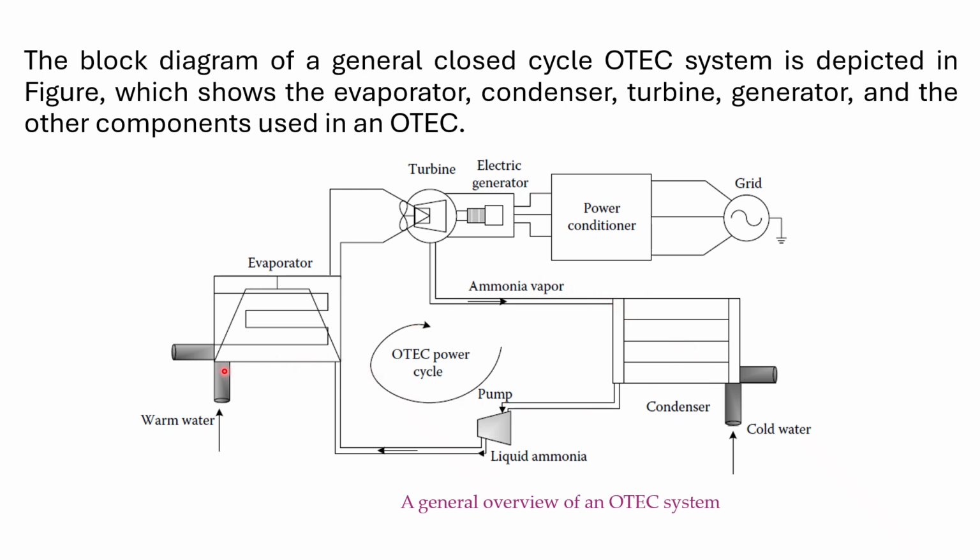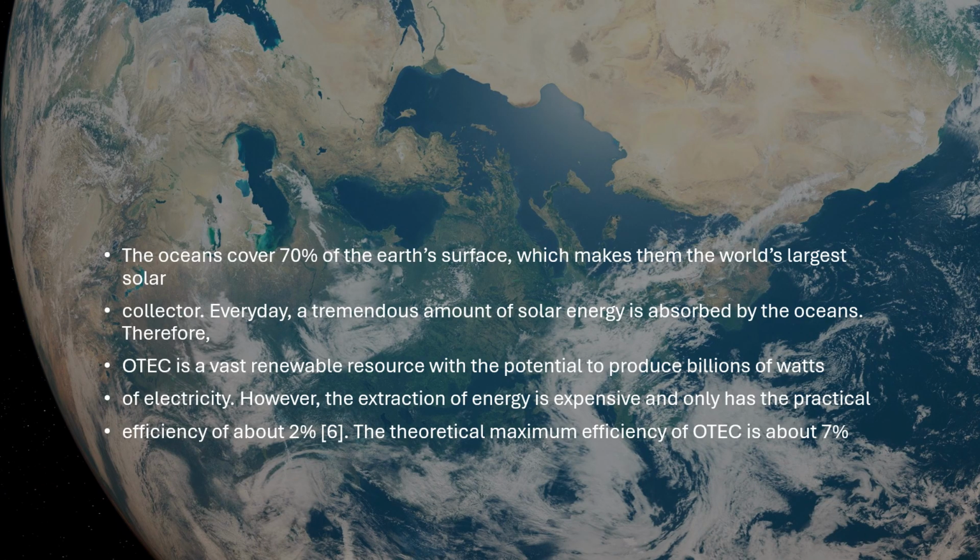We get the warm water, it is sent to the evaporator, then to the turbine, then electric energy is generated and conditioned, and then it is condensed using the cold water from deep down in the sea. Then it is pumped and sent back again to the evaporator. So this is a simple closed loop cycle of the OTEC system, the ocean thermal energy conversion system.